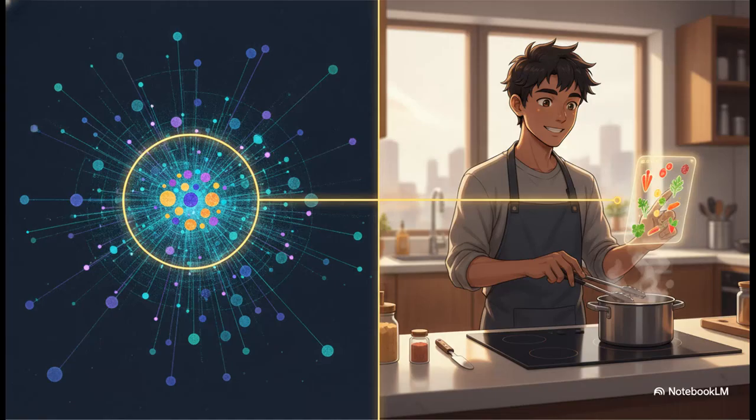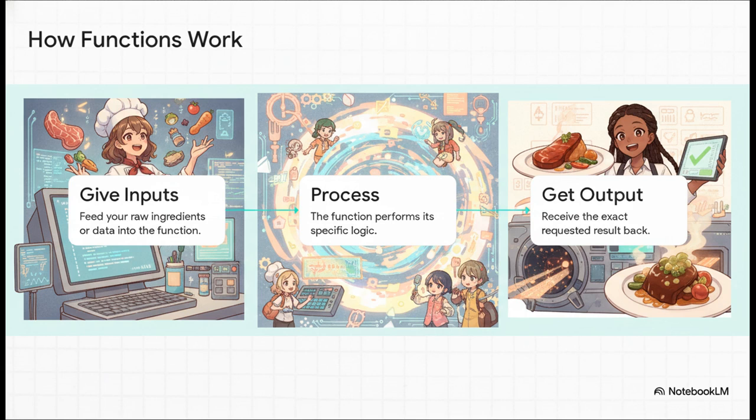To make this abstract idea a bit more tangible, I want you to think of a function kind of like a recipe within your main program. Just like a busy kitchen uses specific recipes to avoid reinventing a meal from scratch every single time someone orders it, a complex codebase uses these little mini programs to reliably execute tasks without ever needing to rewrite the underlying logic.